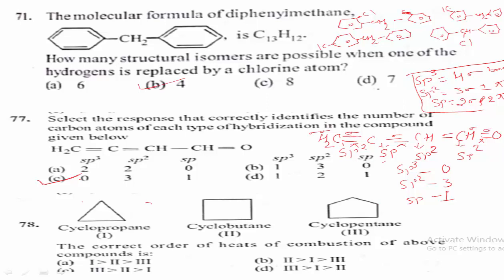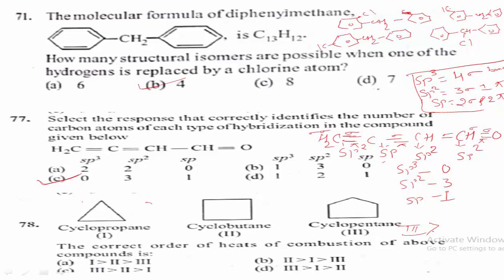The compound which contains more number of carbon atoms, more will be the heat of combustion. This is one of the easiest points. If you know this point, then it is very easy to answer this question. What is the point? More the number of carbon atoms, more will be the heat of combustion. Among these three structures, which compound contains more carbon atoms? Here cyclopentane contains 5 carbon atoms, therefore its heat of combustion is more.